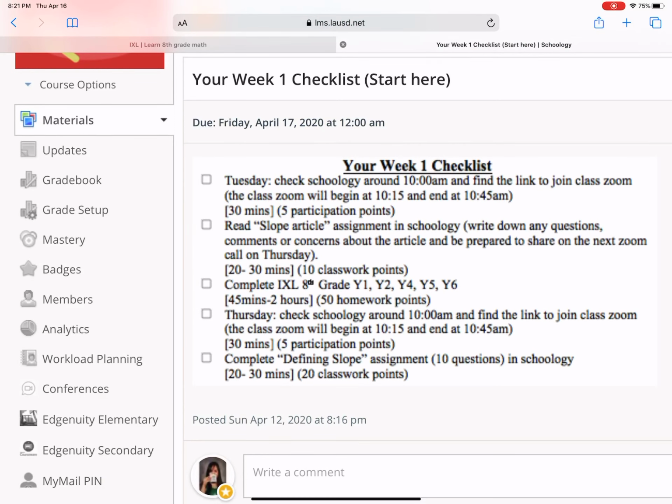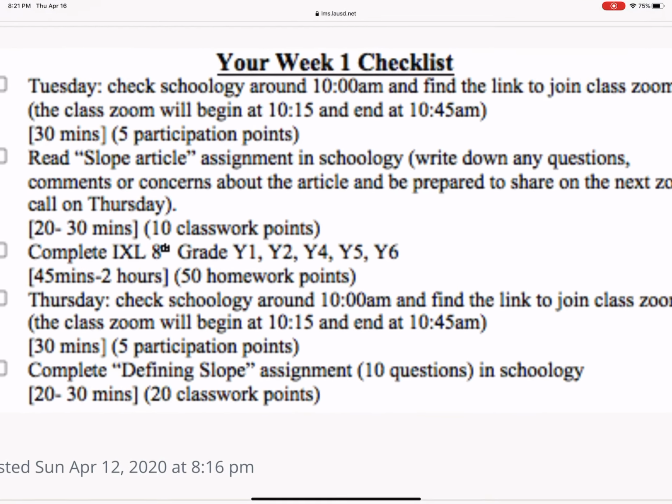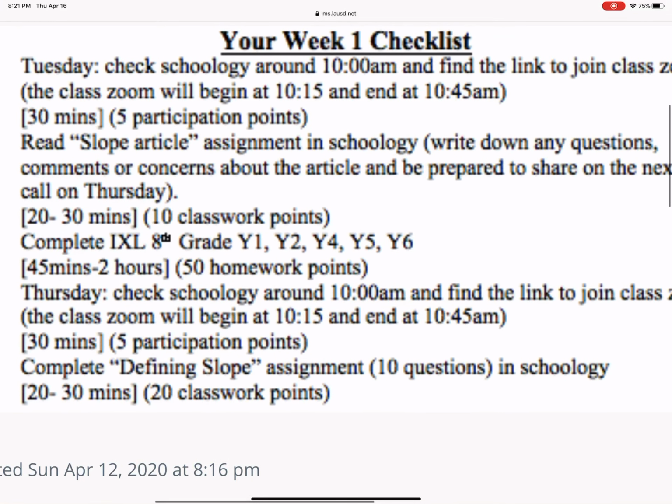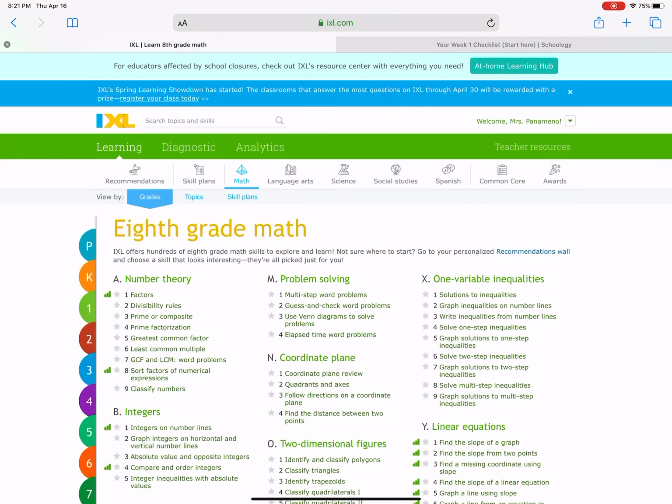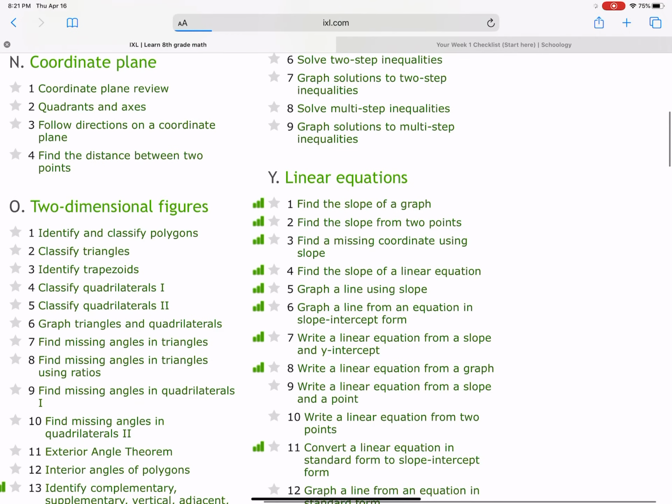Good afternoon, guys. Today I'm going to do a tutorial on the IXLs that are assigned to red class, green class, and blue class. And the IXLs you guys have to complete for this week are Y1, 8th grade Y1, Y2, Y4, Y5, Y6. And I'm in 8th grade, and I see Y1, so I'm going to click on Y1.